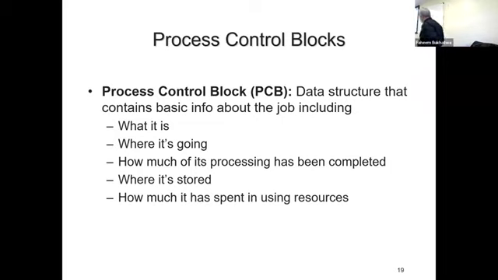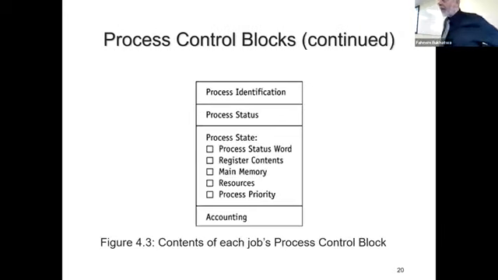Process control block, a PCB. What is it? Where is it going? How much of its processing has been completed? And where is it stored? And how much has it spent in using resources? All that information is on the PCB. The PCB normally will have at least the following information. Process ID. So you're given an ID. The program is identified once it goes into the system.